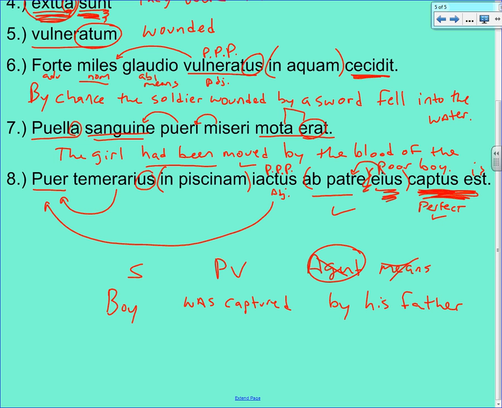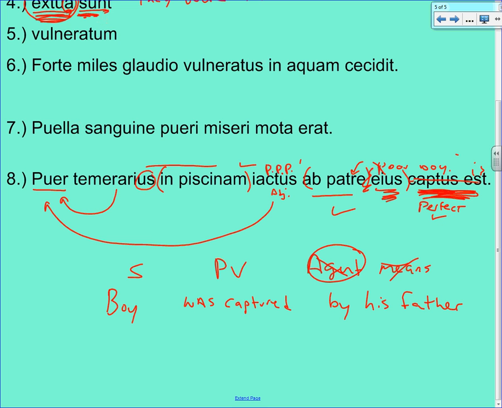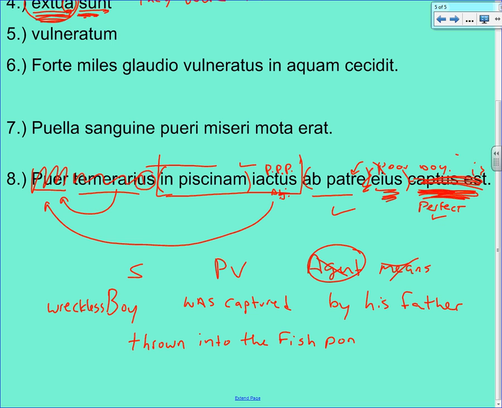That is the basic form of the sentence. So I've dealt with, here, let me erase some of this real quick so it's not confusing. I've dealt with capta erat, so it's gone. I've dealt with puer, it's gone. Tamaris is reckless, so I'm going to say reckless right here, because that's the adjective modifying boy, so it's gone. Into the pond, into the fish pond was thrown. Now, this is an adjective too, and it modifies boy. The reckless boy thrown into the fish pond was captured by his father. And that's it. I'm finished.